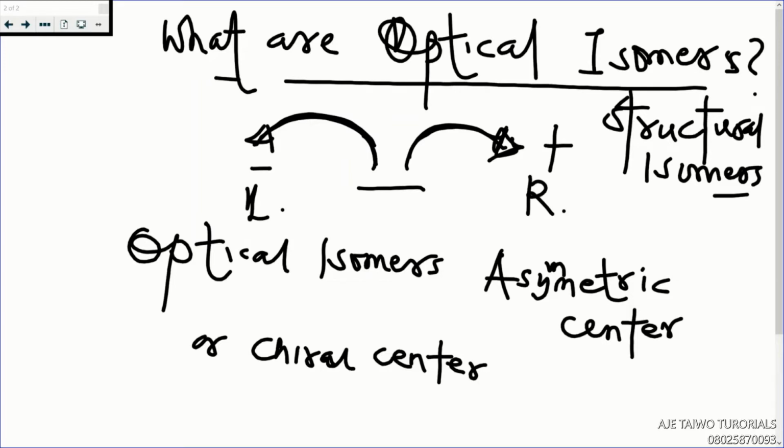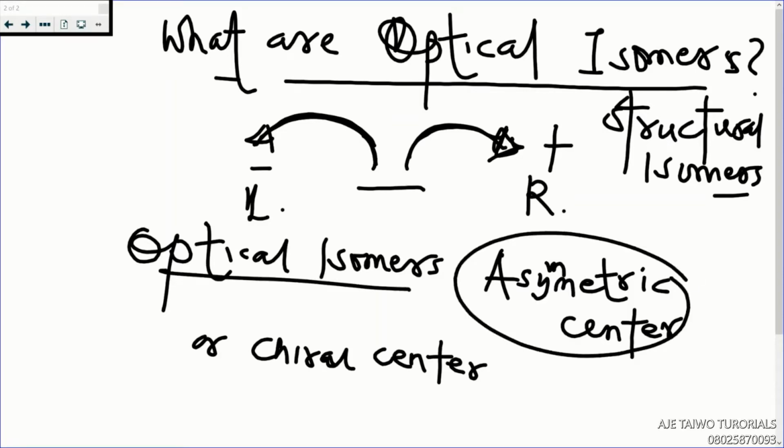If it's symmetrical, you will not be having the different mirror images. If it's symmetrical, they will overlap, they will superimpose. So if you want to qualify as an optical isomer, you must have an asymmetric center or a chiral center. It's a must you have this.